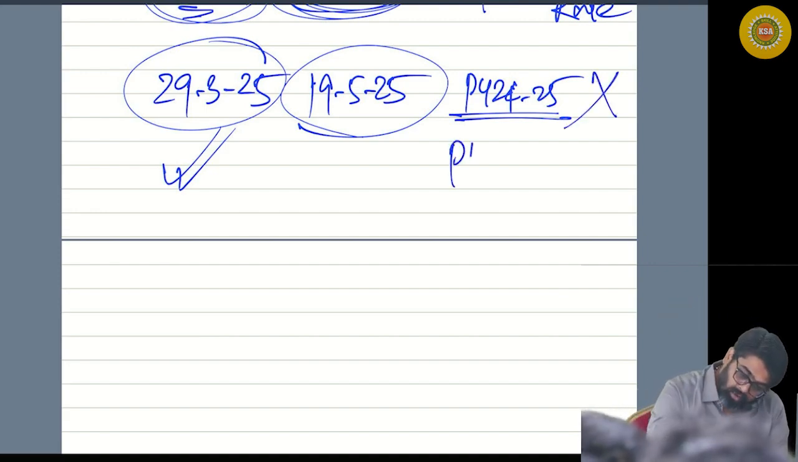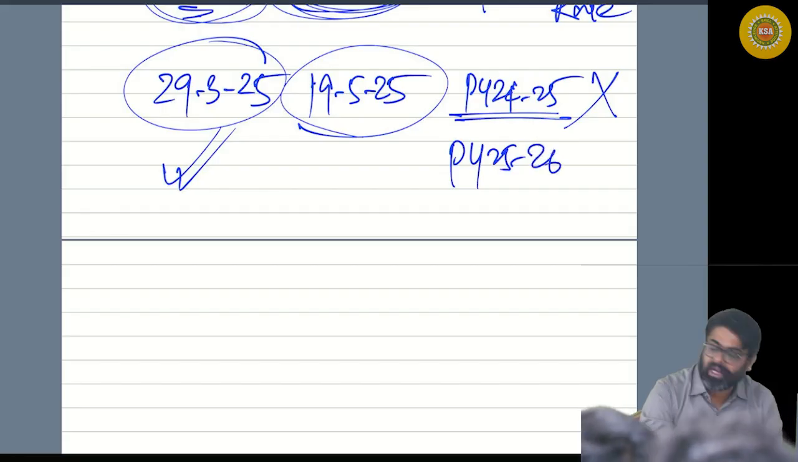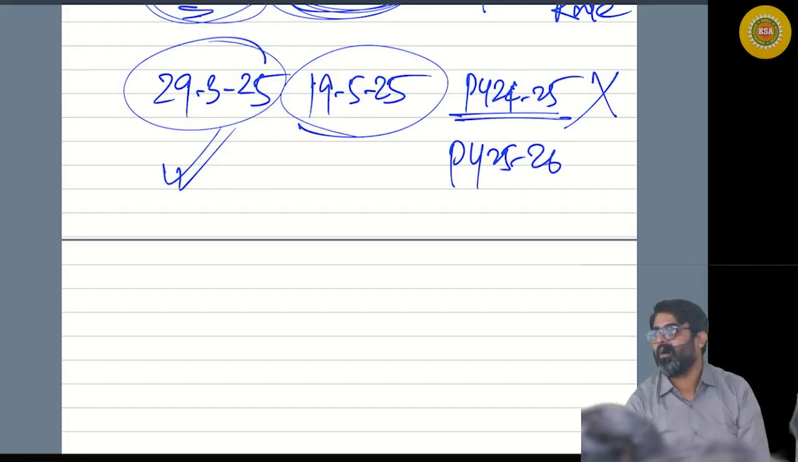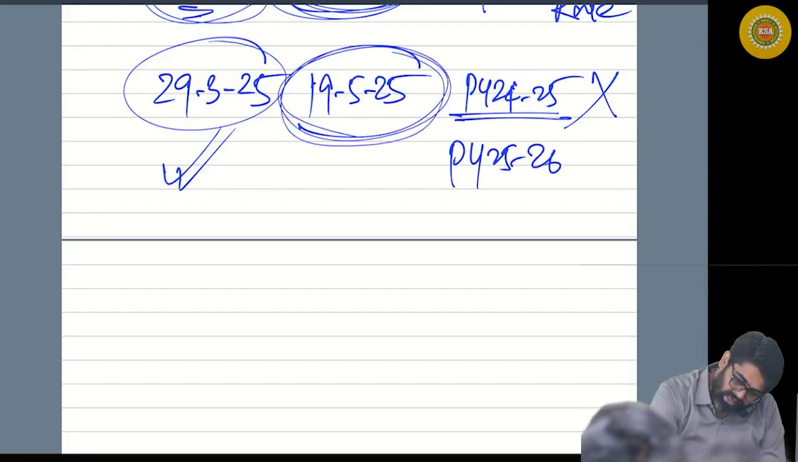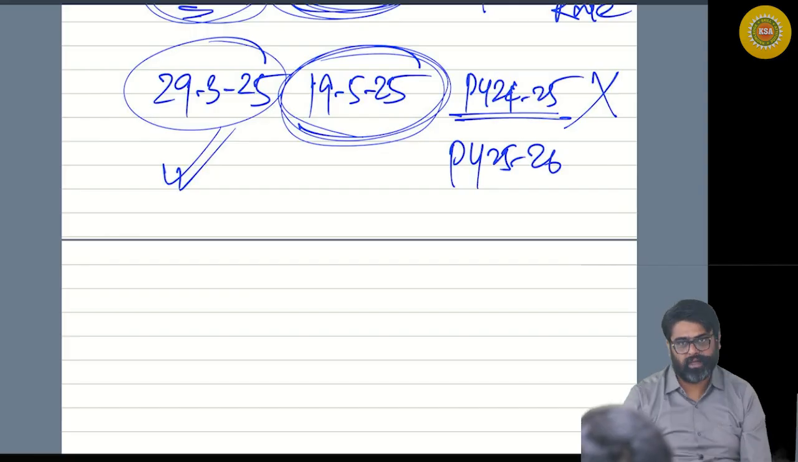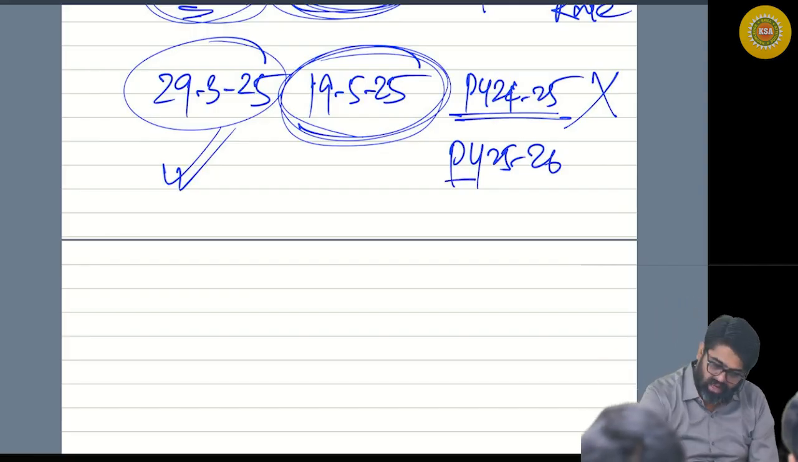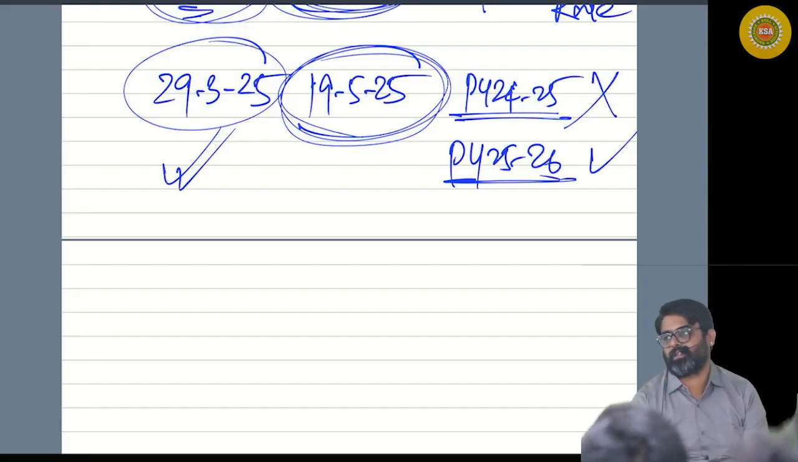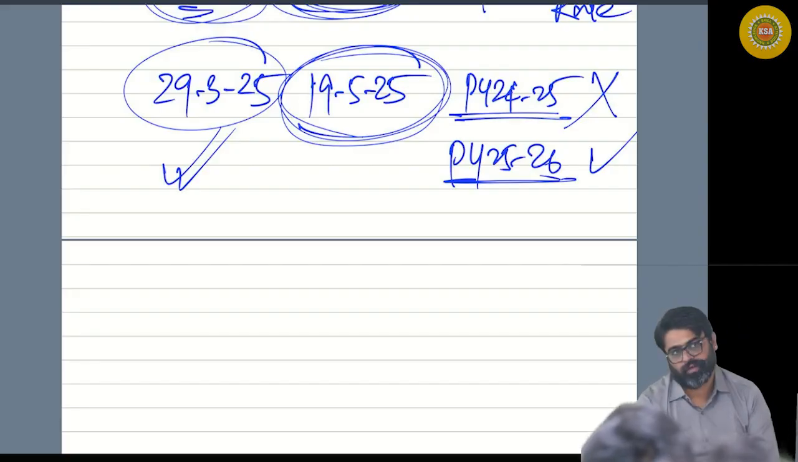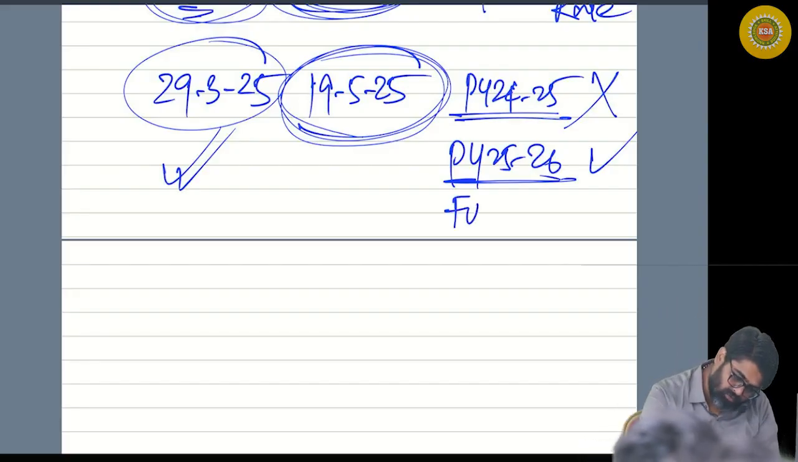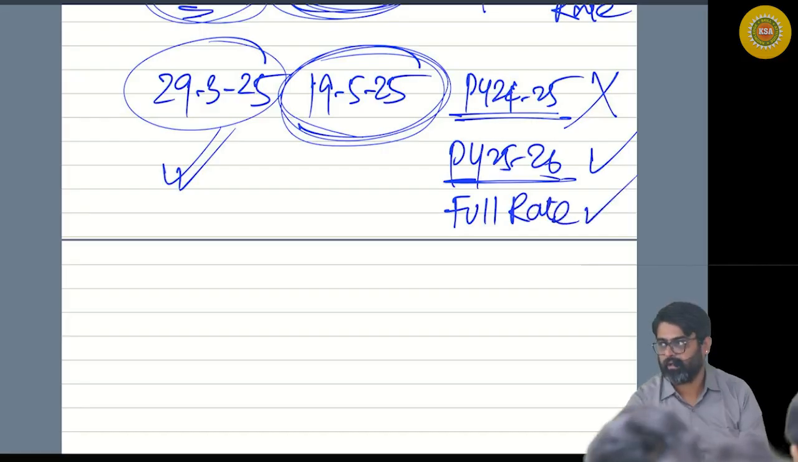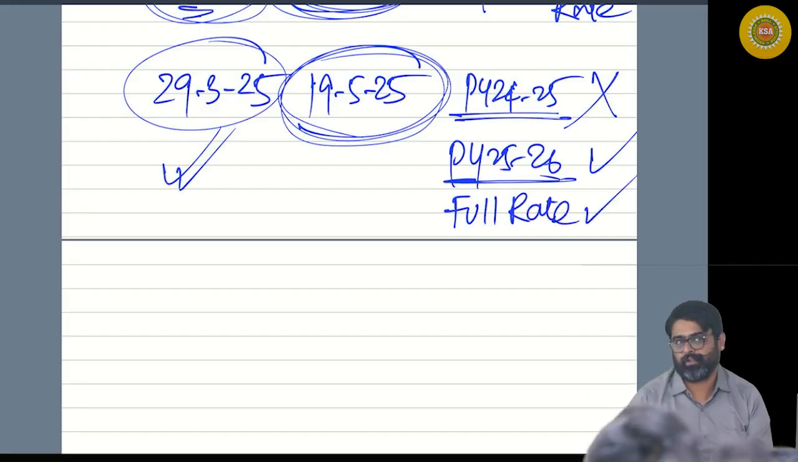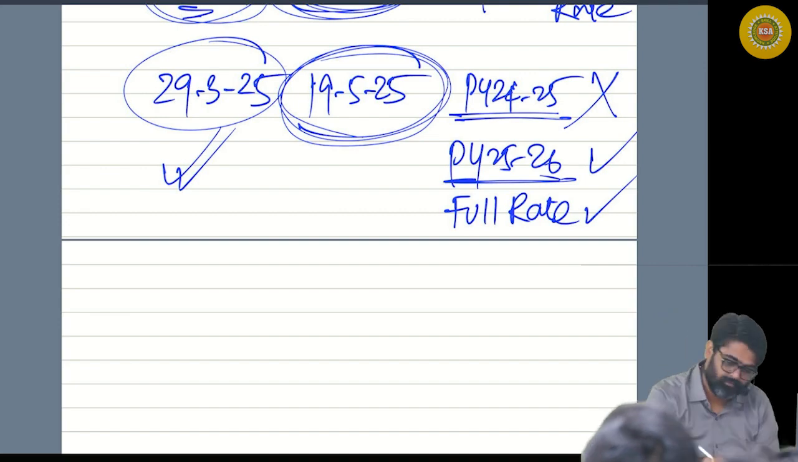But in 25-26, you started using that asset, no? From 19th May, you started using the asset in 25-26. Now in this year, you are going to get the depreciation. Full rate or half rate? Full rate or half rate? Understanding? Full rate. Correct answer. Yes or no?